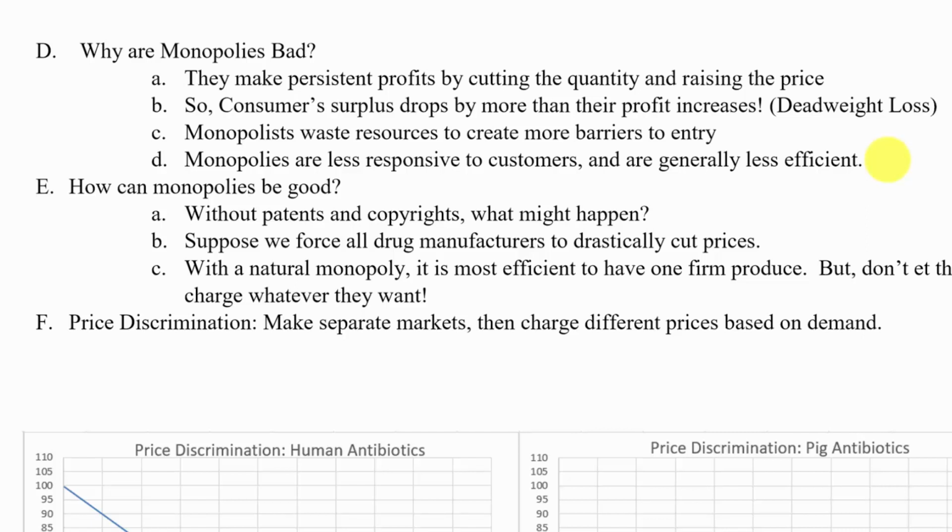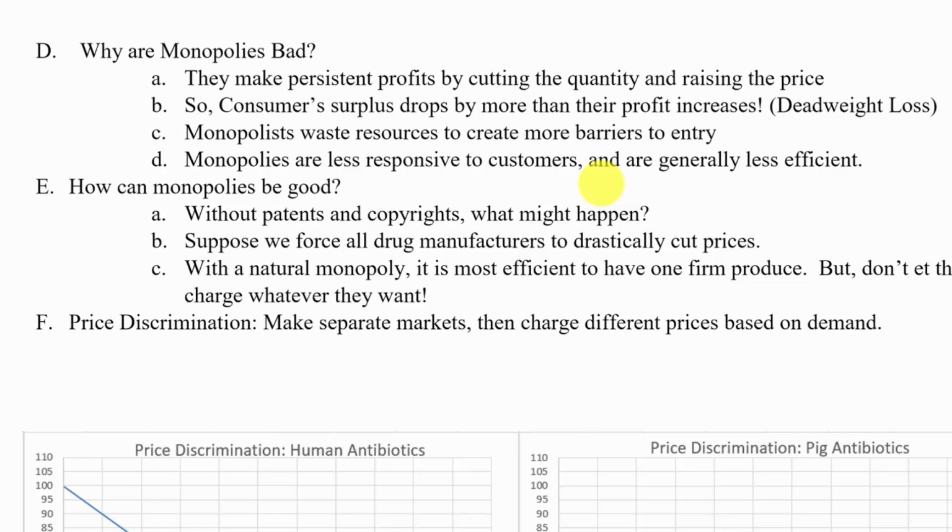Now, monopolies aren't all bad. How can monopolies actually be good, though? Well, I want you to think really quickly. What would happen if we just did away with patents and copyrights? Again, patents and copyrights allow people to be monopolists, at least for a little while. So what if we did away with patents for things like new drugs? What if we did away with copyrights for software or music or movies?